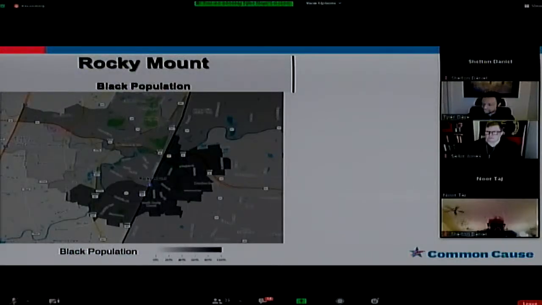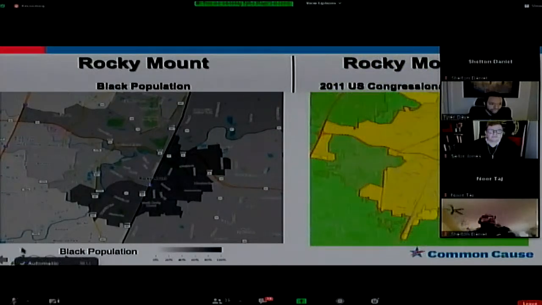So this is Rocky Mount. This is a map showing you the Black population. The darker shading indicates a higher Black population in that precinct. A lighter shading indicates a smaller Black population. And what you can see here is that the western portion of the city, this southwestern portion around Woodridge, Berkeley, has a smaller Black population.